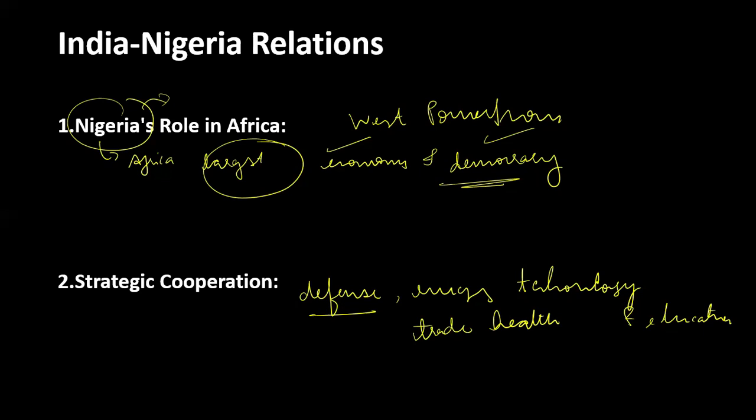Now, apart from this, defense ties are reinforced by Nigeria's interest in purchasing Indian arms and an earlier visit by an Indian defense industry delegation to Lagos. So it also shows some kind of defense ties here. In the strategic cooperation, Nigeria is willing to show some interest in buying some Indian arms. So this is some kind of defense collaboration that we also have.